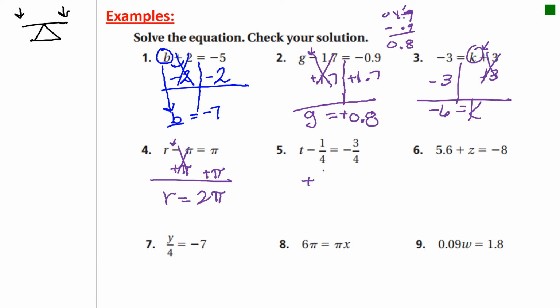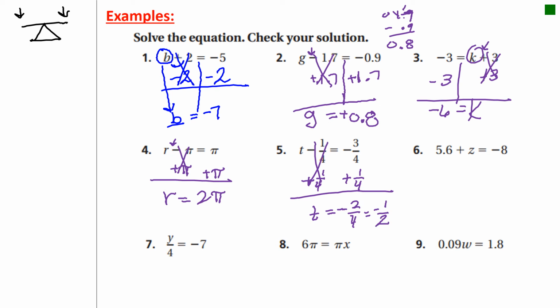All right, let's go ahead and go to number 5. We're going to add 1/4 to both sides. Remember, if I'm going too quick, you pause your video, take your time. Okay, t minus 1/4 plus 1/4 is just t. Negative 3/4 plus 1/4. Which one is bigger, 3/4 or 1/4? 3/4 is bigger, so it's going to be a negative. And now we're going to do 3/4 minus 1/4, which is 2/4, which equals negative 1/2.